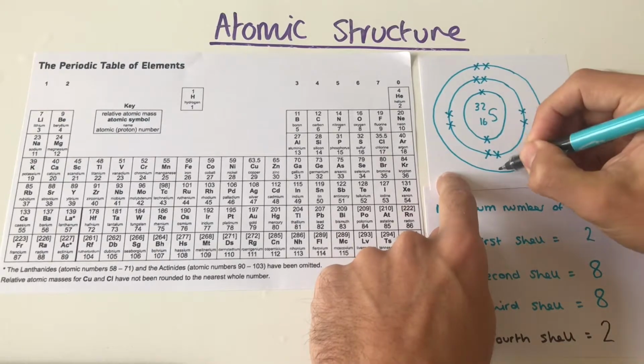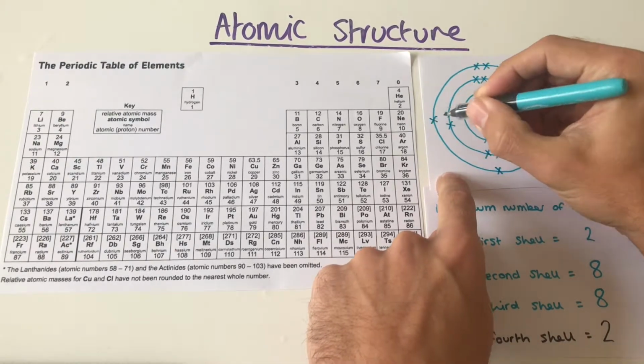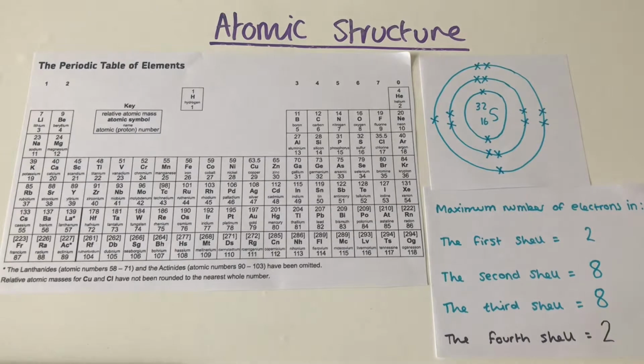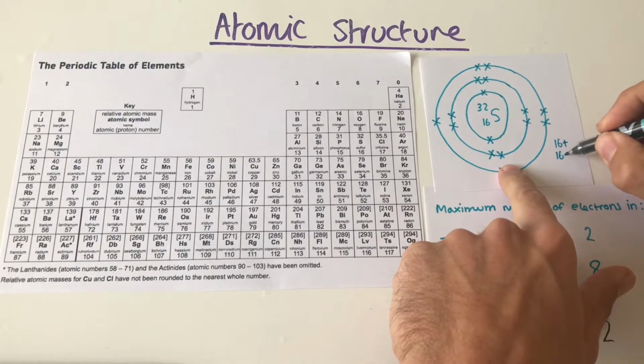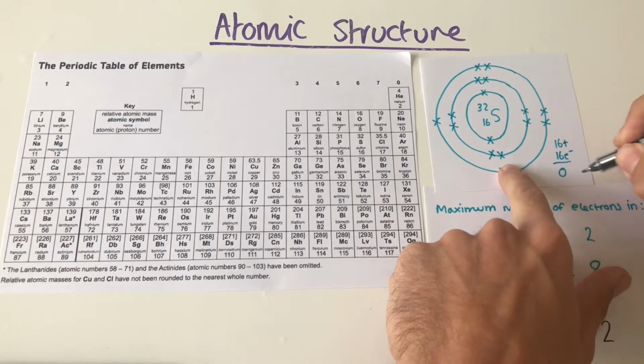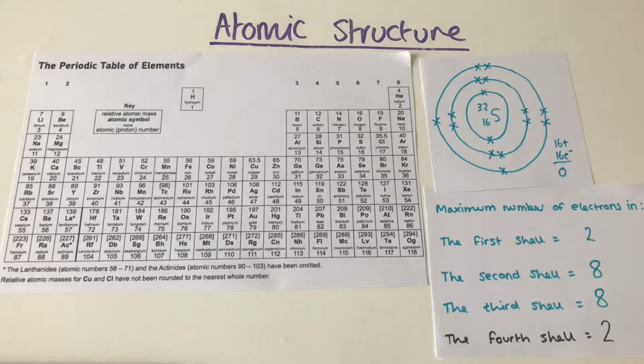1, 2, 3, 4, 5, 6. So counting them carefully, we've got 6 electrons in the outer shell of sulfur. So that's 16 electrons in total. So again, 16 protons surrounded by 16 electrons, 0 charge overall for a sulfur atom.